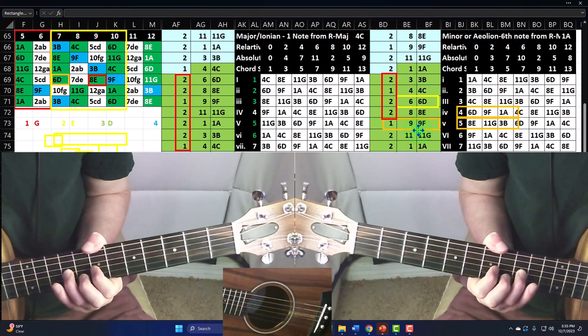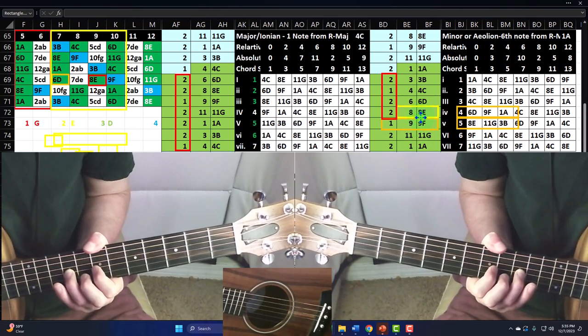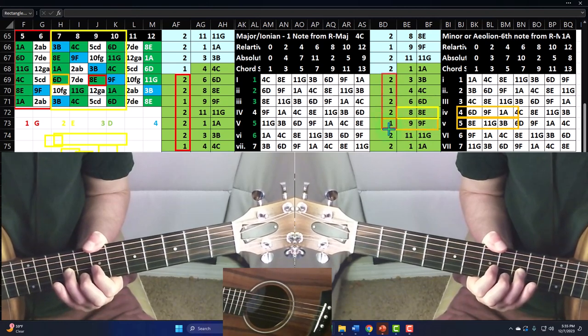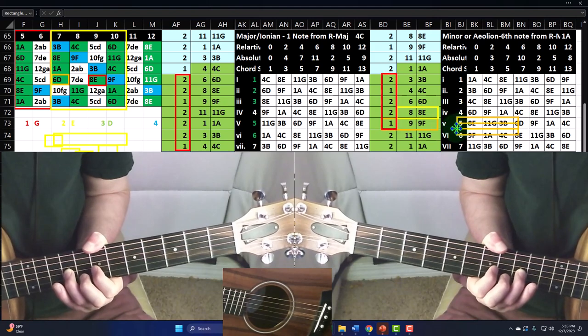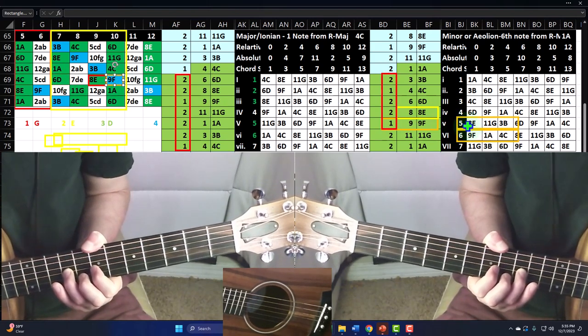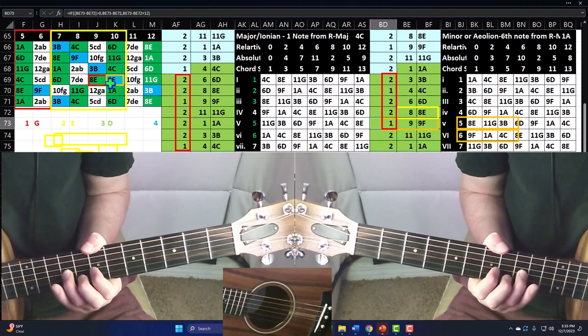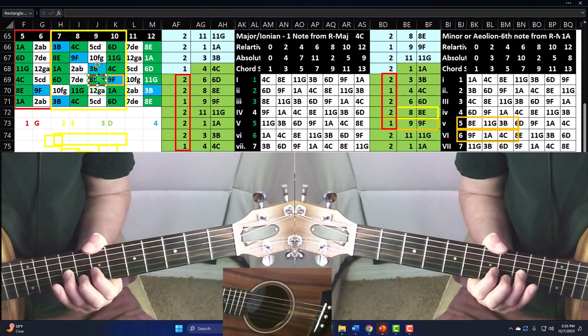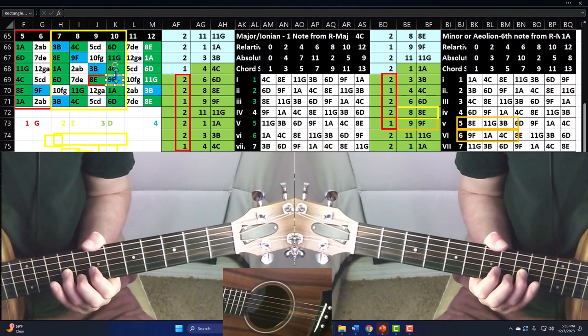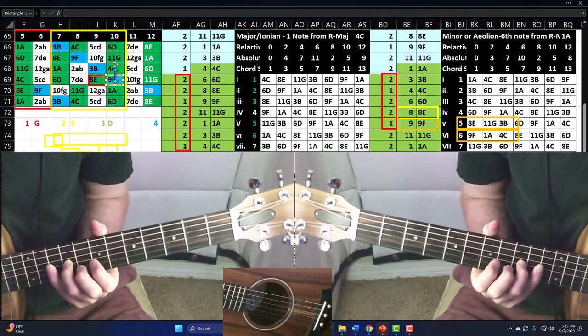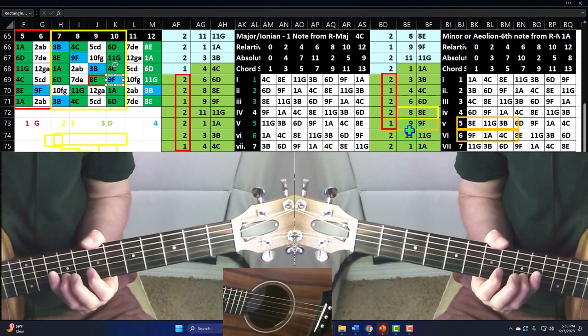Here, and then here, and then here, and then here. So now we're going from relative position 5 to relative position 6, which is a half step, starting from note number 8, which is an E, plus 1, because that's what a half step is, to note number 9. Note number 9 is an F. Okay, let's do it again.